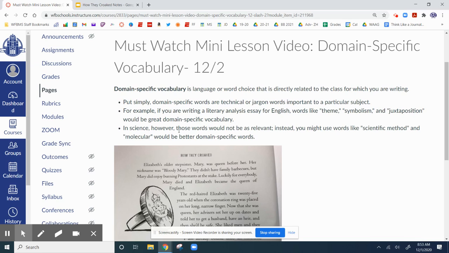On the flip side, in science, those words would not be as relevant, right? Instead, good semicolon use there, you might use words like scientific method or molecular. They'd be better domain-specific words for that subject. So the domain is really the subject, and it's specific to that subject and their words or terms. So you're going to start to compile a list of words that are specific to your book that directly apply to your nonfiction book, and they help you understand what that book is trying to talk about, okay?